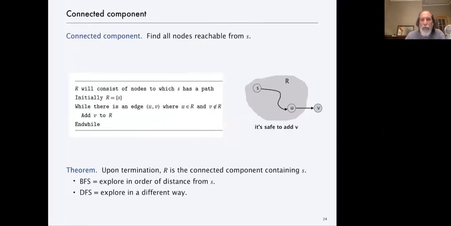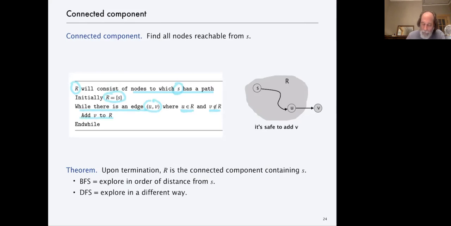Okay, so if we want to construct connected components, there's a very simple abstract algorithm that works. Suppose we want to build R, the set of vertices in the connected component containing S. What will R consist of? It'll be all the nodes with a path to S. You can build it as follows. First, include just S. Then, as long as there's an edge UV where U is in the set and V is not, we can add V.